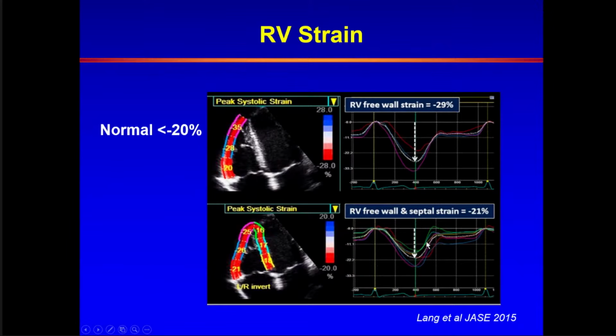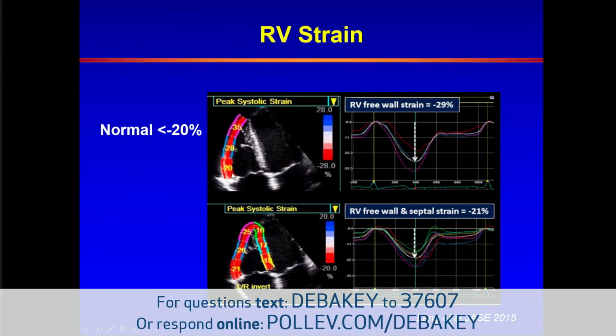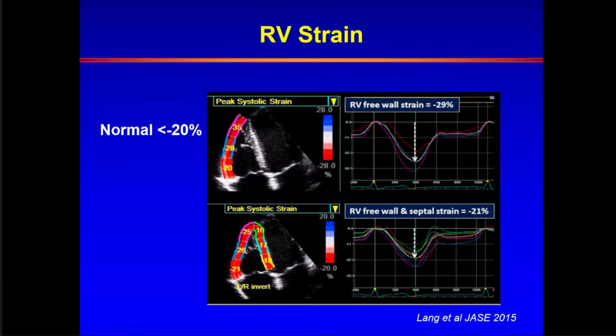There is growing interest in looking at this RV free wall strain in patients with arrhythmogenic cardiomyopathy, and there is the recognition that some carriers, gene carriers, may have abnormal RV function detected by RV strain. The caveat is a higher value of 20%, and by higher I mean ignoring the negative sign. So for example, 23 or 24 may already signify pathology in specific settings. Clearly more data is needed here, but it is an interesting concept for looking at RV function.